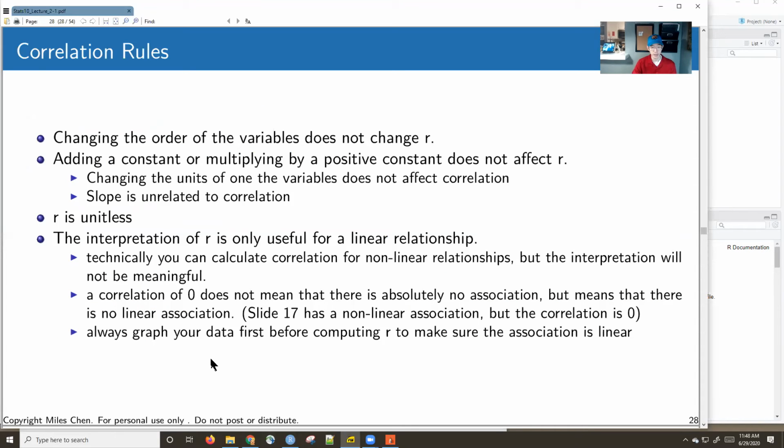Okay. And so it's important that you should always graph your data first before computing r to make sure that the association is linear, right? So it's important that we create a plot just to make sure that it makes sense to use correlation in the first place.